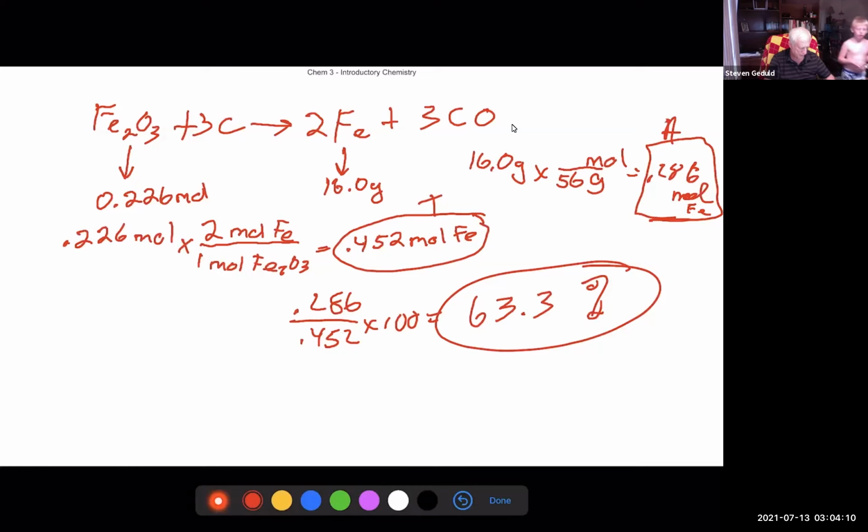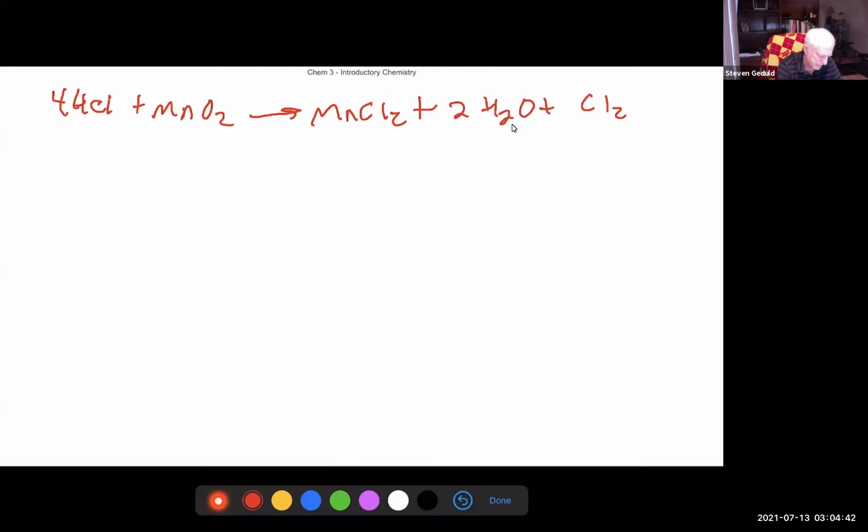Okay. So another limiting reagent. All right, so let's do that. So we have 4HCl plus manganese oxide goes to MnCl2 plus water plus chlorine gas. Okay, I think they balance it for us.